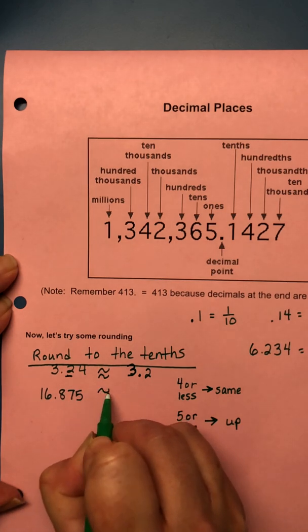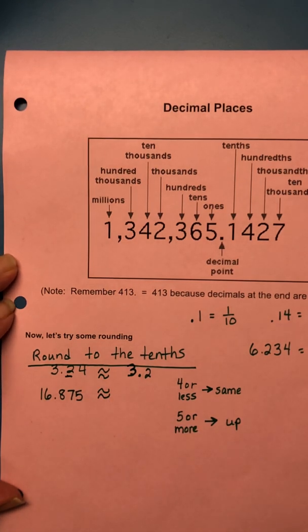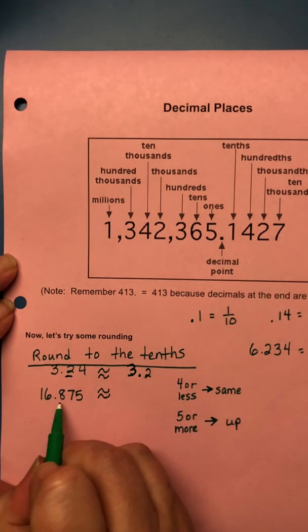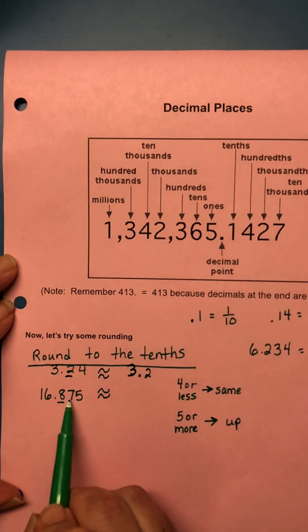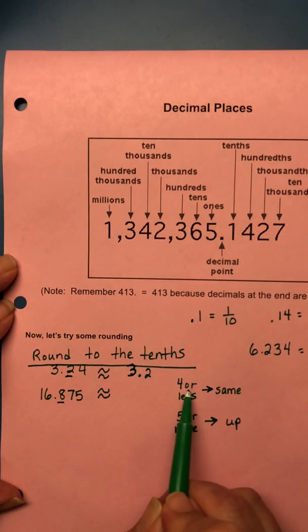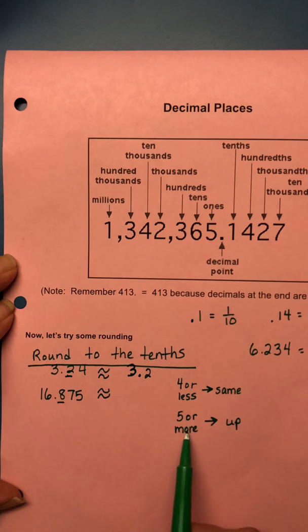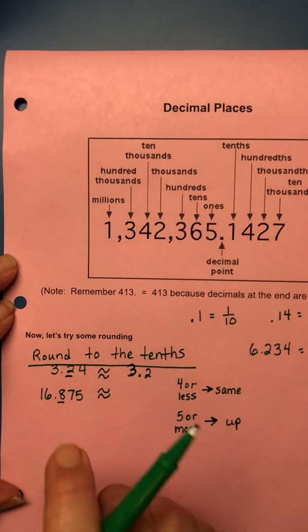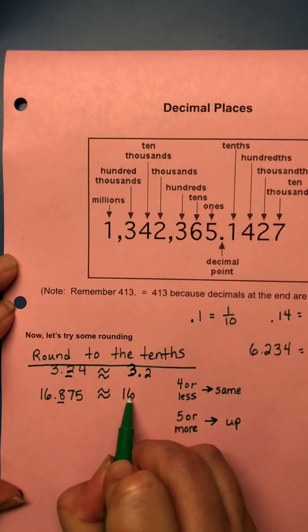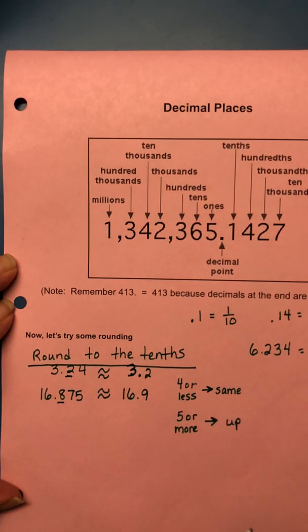Let's try another one. 16.875 is approximately equal to, and I'm rounding to the tenths. Here's the tenths. So I look at the number next to it, and it's a 7. 4 or less, 5 or more. 7 is 5 or more, so that number goes up 1. So this 8 is going to go up 1. So it's going to be 16.9. Now, once you round to the tenths, all the numbers after it, no matter how many numbers come after it, they just kind of fall away. It's just an easier way of looking at the number.